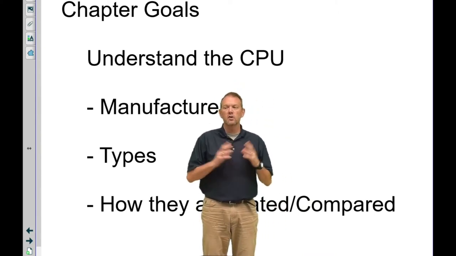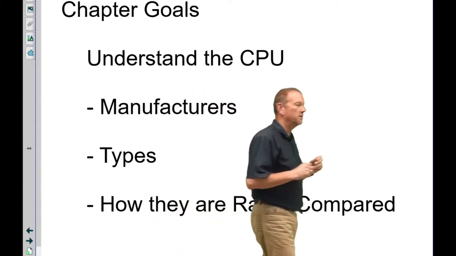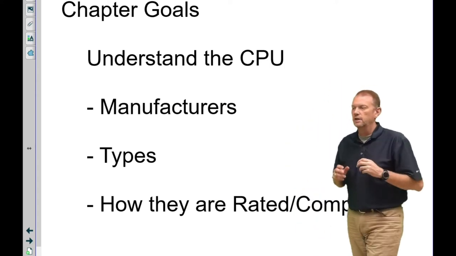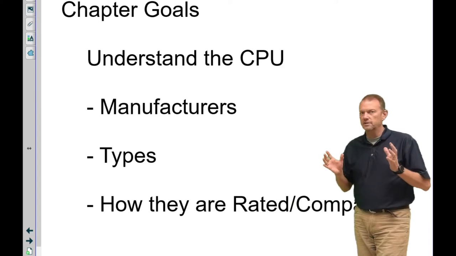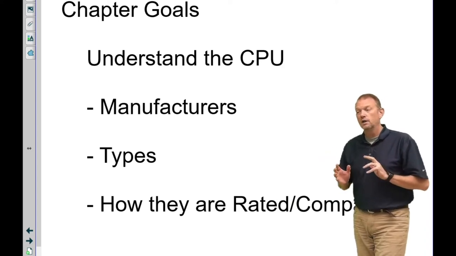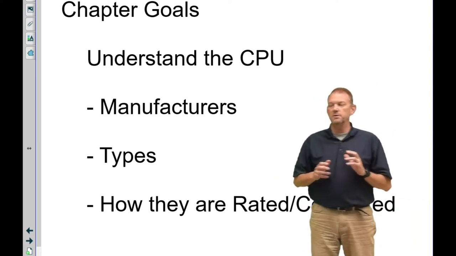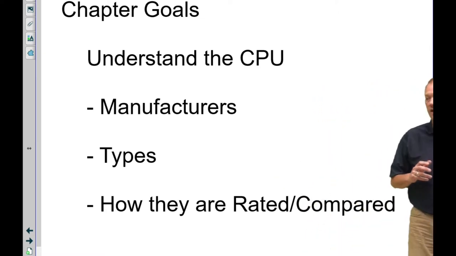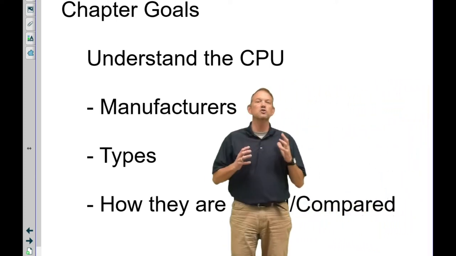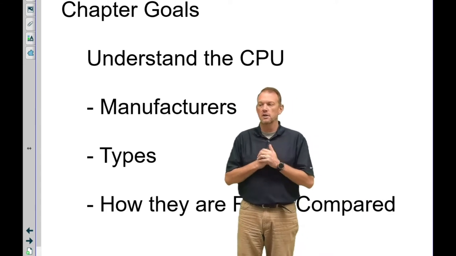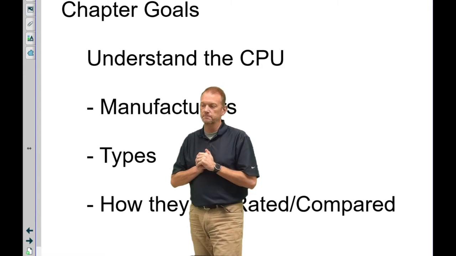So, the goals of this chapter: first of all, we're talking in this section about the CPU. We've already talked about the motherboard, but there are a couple of things we need to make sure we understand. We talked a little bit about some of them, and we're going to talk more. We need to understand the manufacturers, the types of CPUs, and lastly, how they are compared. How do we choose the right CPU for us? Those are the overall objectives of this chapter, so let's get right into it.